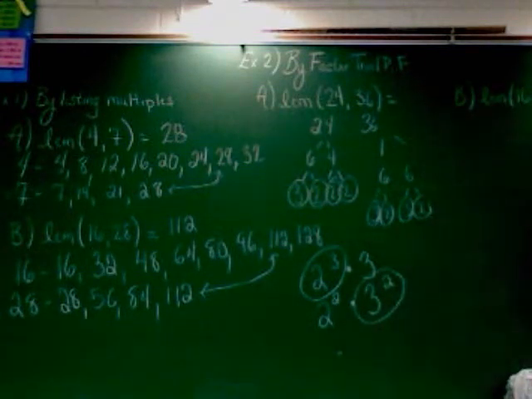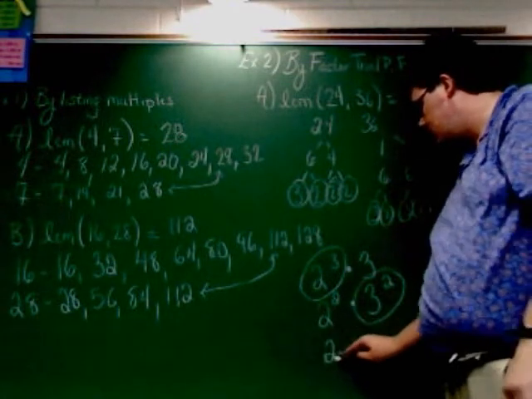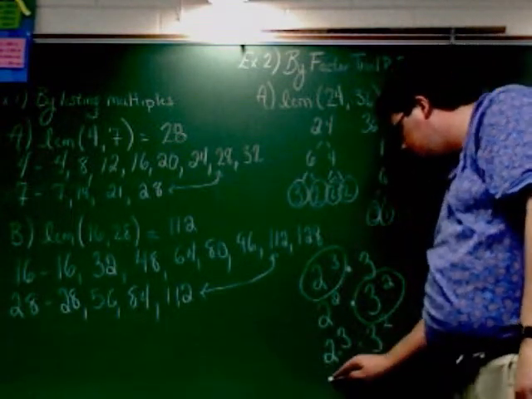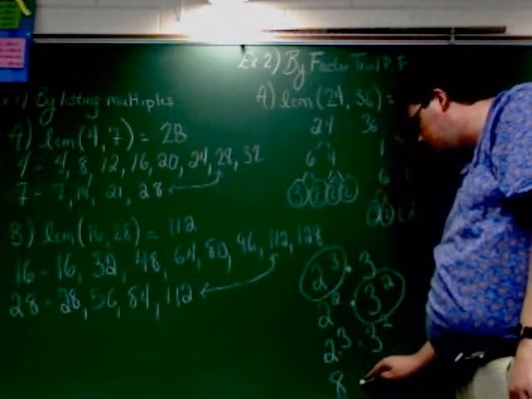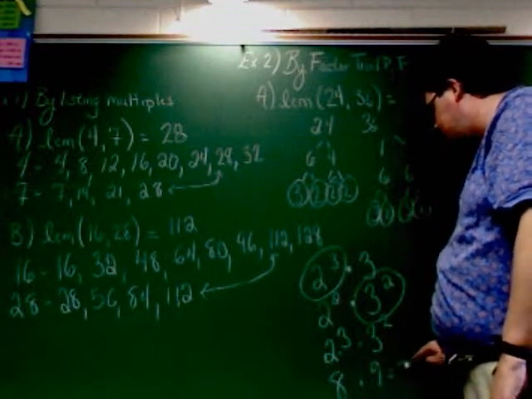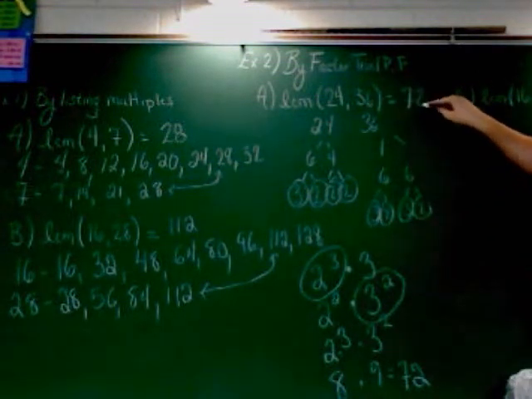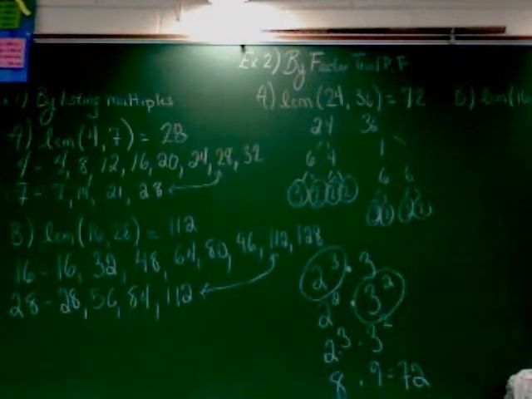Okay. Now, all you got to do to finish is you're going to multiply together the circled terms. So I'm going to multiply together 2 cubed and 3 squared. 2 cubed is 8, 3 squared is 9, 8 times 9 is 72. So the least common multiple of 24 and 36 is 72. And yes, we'll do another, so don't panic yet.